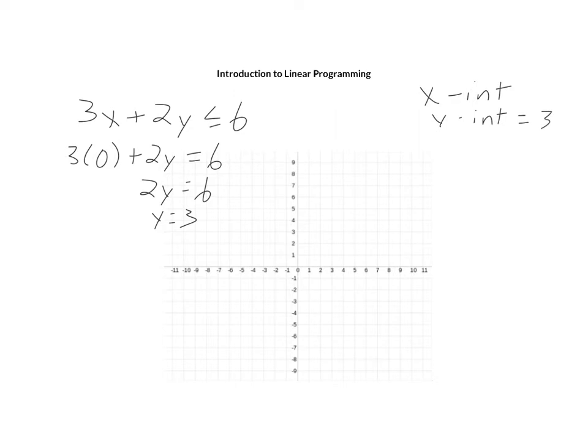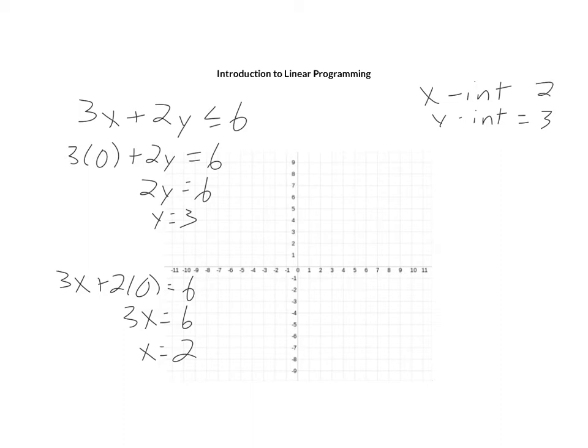We can do a similar thing to get the x-intercept. We make y equal to 0, and again, pretend it's an equation. The 2 times 0 just disappears, and we have 3x equals 6. We divide both sides by 3, we get x equals 2. So the x-intercept is 2.